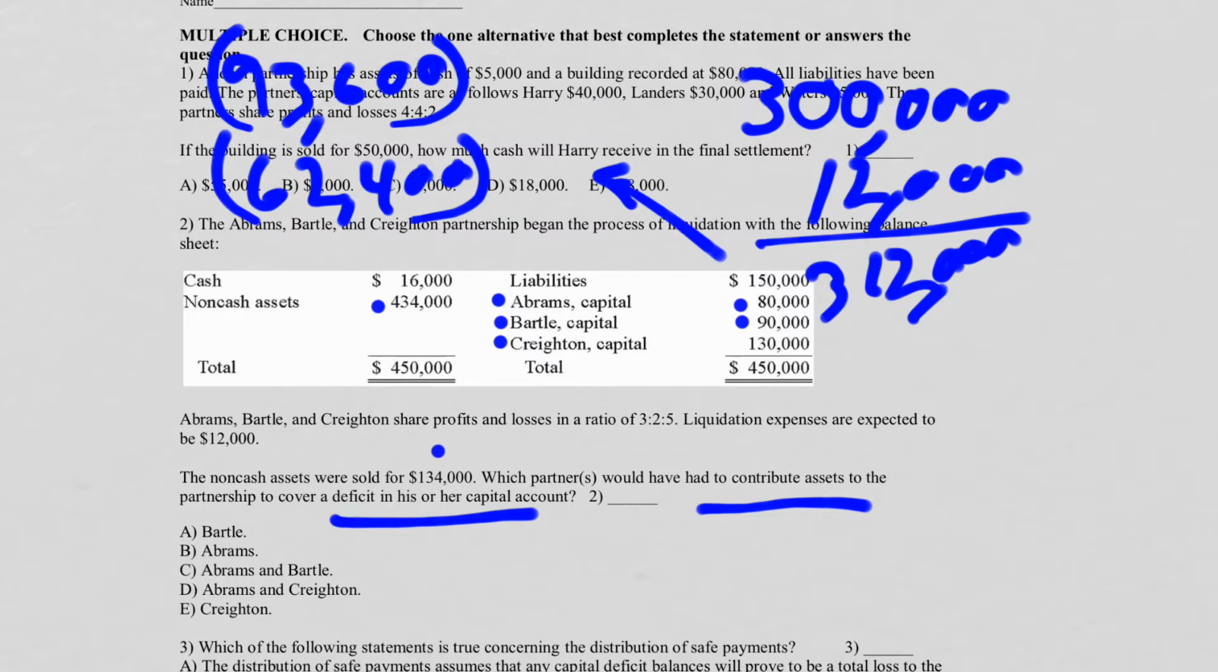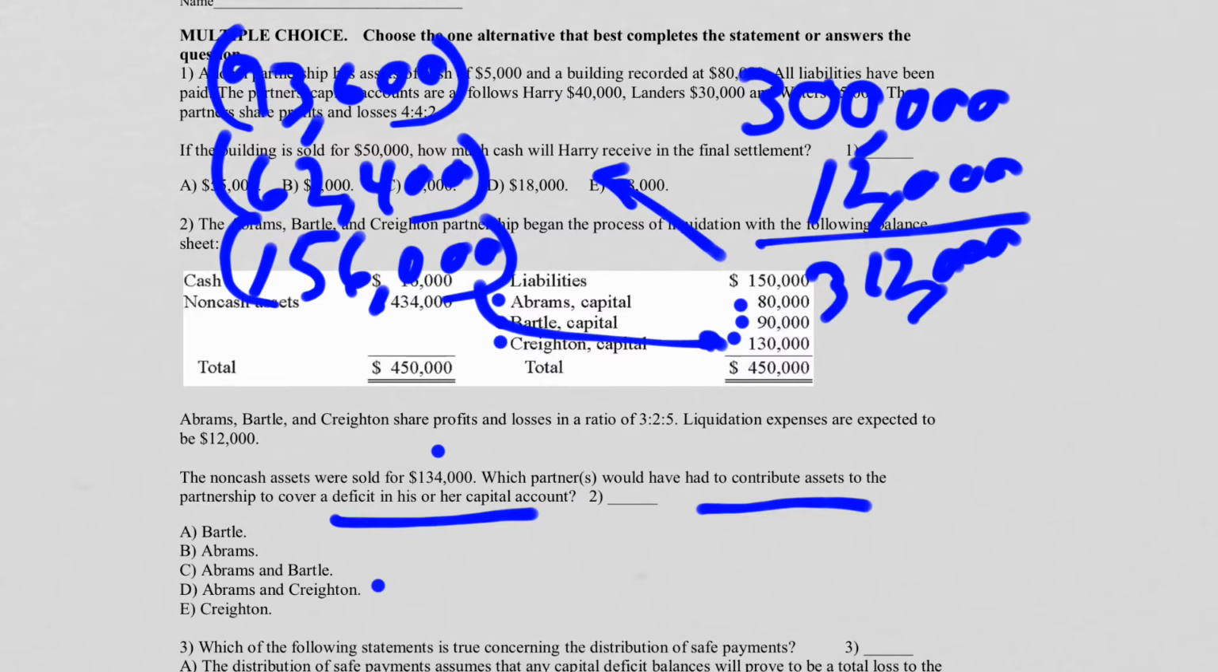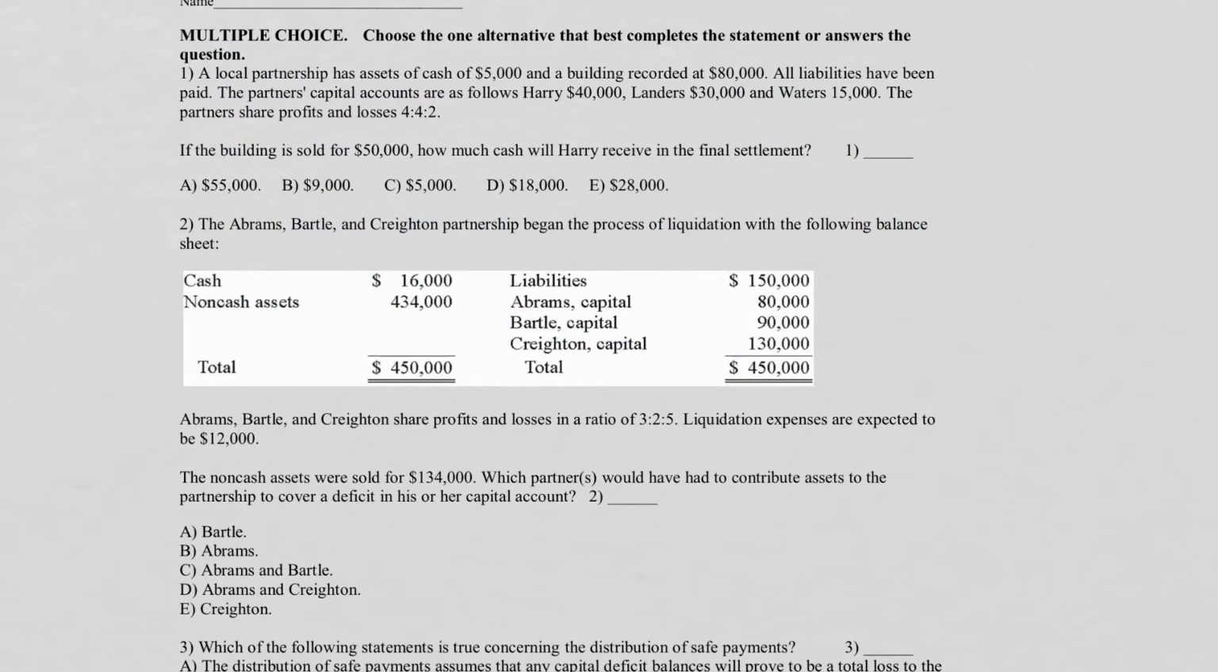Creighton will get half of the 312, otherwise known as an amount of 156, and that will bust his capital account because he's only got 130 in there. So the 2 that can go negative would be Abrams and Creighton, and that is that. So we can move to the next one. But before we do that, let's get some erasers in here so I can see what we're doing.